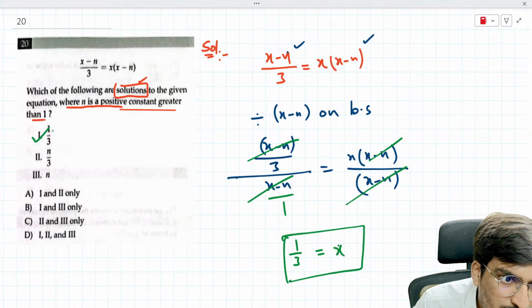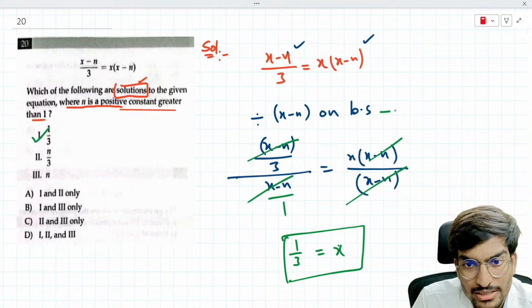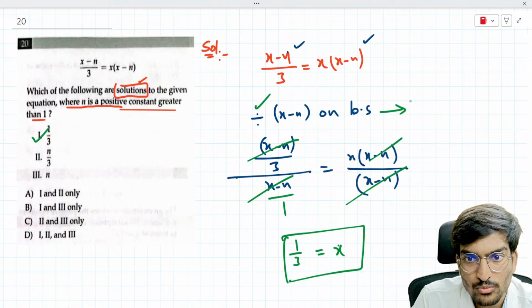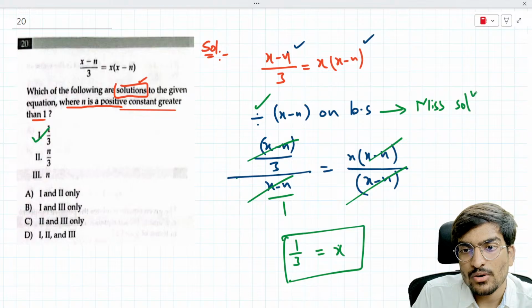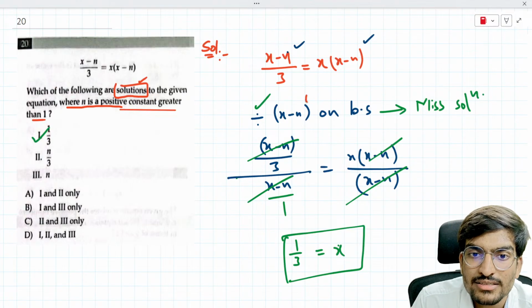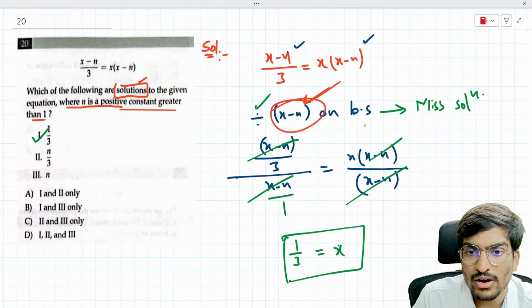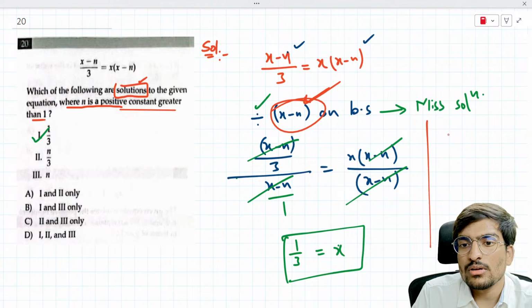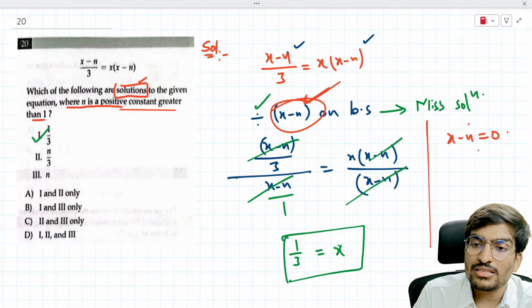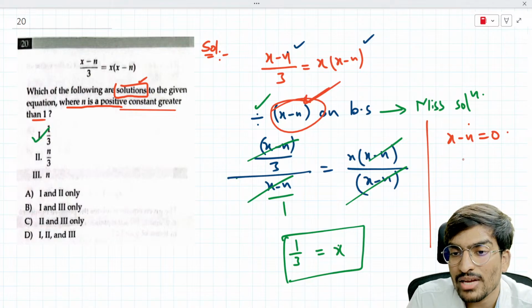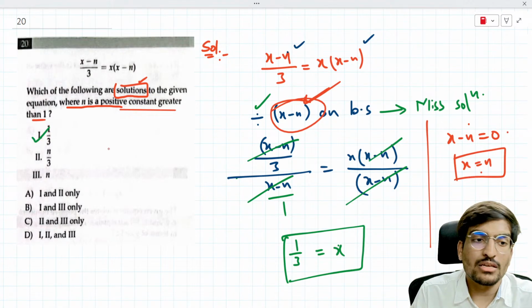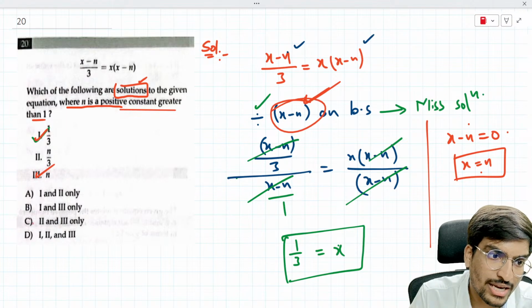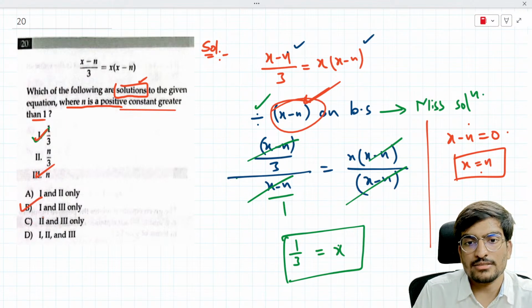Yes, this is true. And we know that when we divide on both sides, we miss a solution. So we assumed that what we divided by can't be a solution. So what we do now is set x − n equals 0. We assumed that it's not a solution, and that's why we are taking that, and if we equate that to 0, we get x equals n. So that is also one of the options, 1 and 3. So option B is correct.